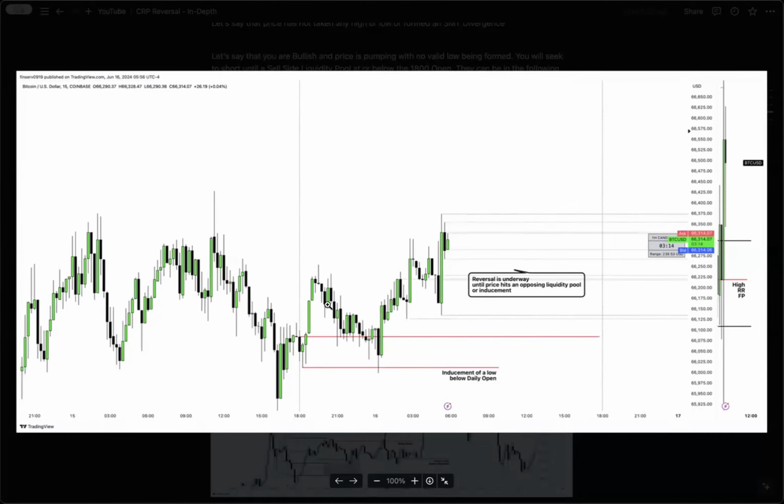Now this was a live example. I'll show you the after as well. Okay. This live example goes like this. It's a reversal profile. Here it's an inducement of a low below the daily open. Why is this an inducement?